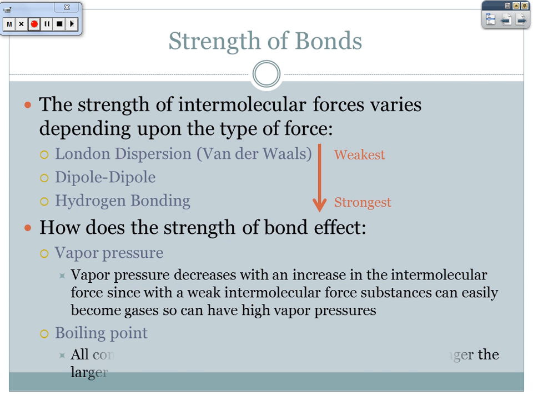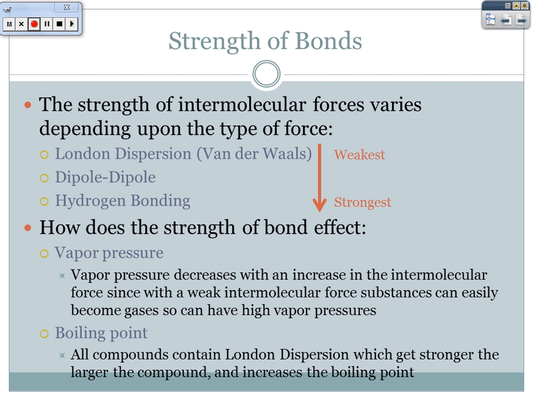Or we can also look at boiling point. All compounds contain London dispersion forces, which we've already said get stronger the larger the compound is. So with that in mind, the bigger the compound, the stronger the force, the higher the boiling point. So substances that have stronger intermolecular forces, so hydrogen bonding, would have much higher boiling points than London dispersion. And bigger substances with London dispersion would have higher boiling points. So you kind of look at the strength of the bond and then also look at the size of it in consistency with the van der Waals.